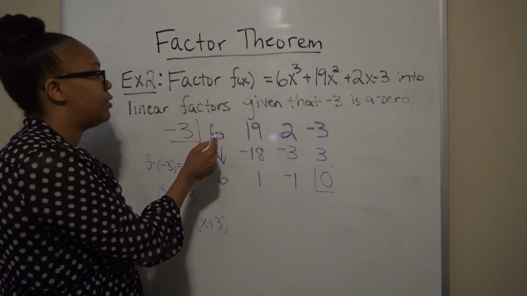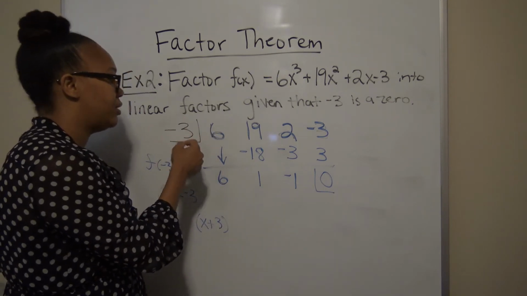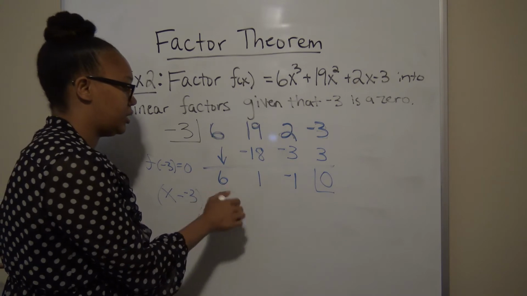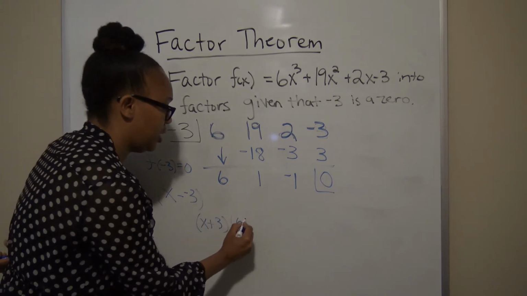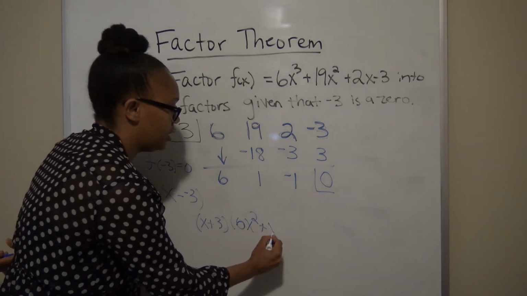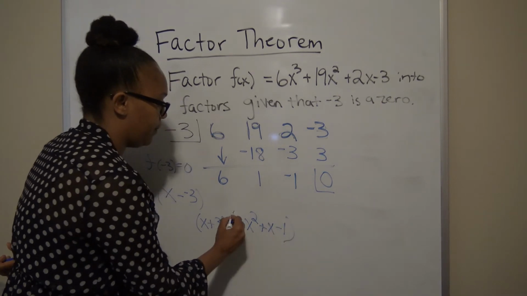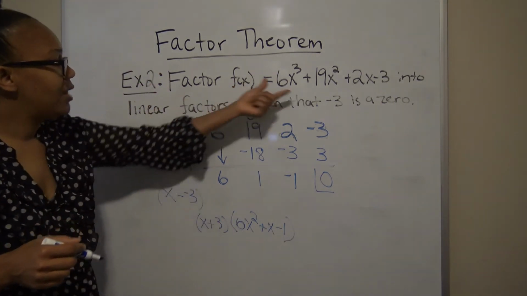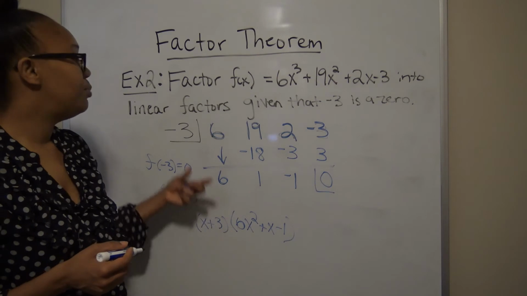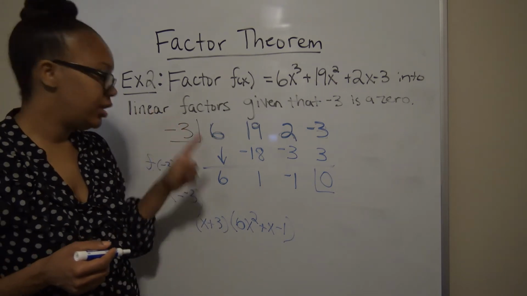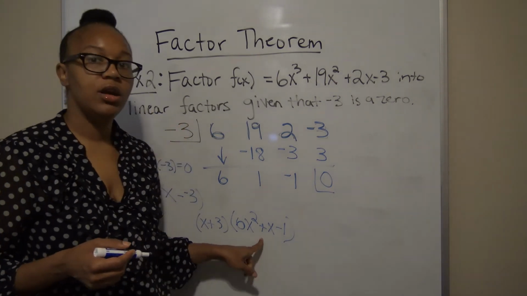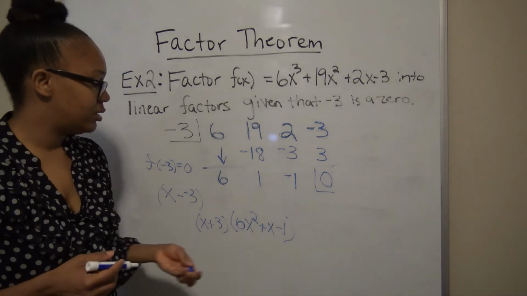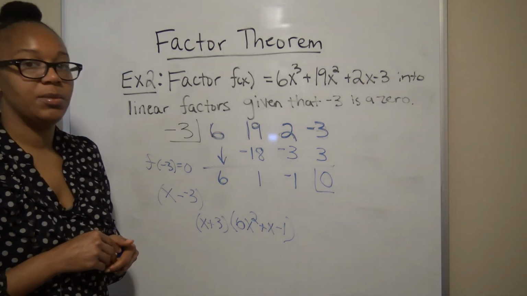So this was a third degree polynomial divided by a first degree. So that means this is a second degree. So this is 6x squared plus x minus 1. So this polynomial factors down into this, but we want all of our factors to be linear, and this is actually a quadratic factor. So that means now we need to factor this 6x squared plus x minus 1.